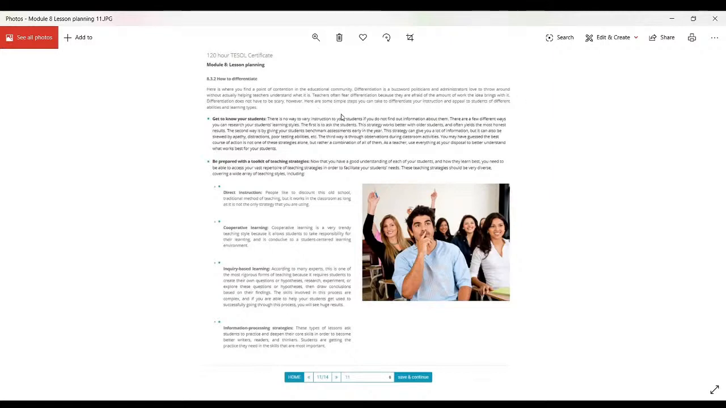However, here are some simple steps you can take to differentiate your instruction and appeal to your students of different abilities and learning types. Okay, tayo mga teacher magaling dito, ano? Sa dami ng students natin, alam natin yung names nila. At first dito, sabi, get to know your students. It's not only their name, right, that we have to know.